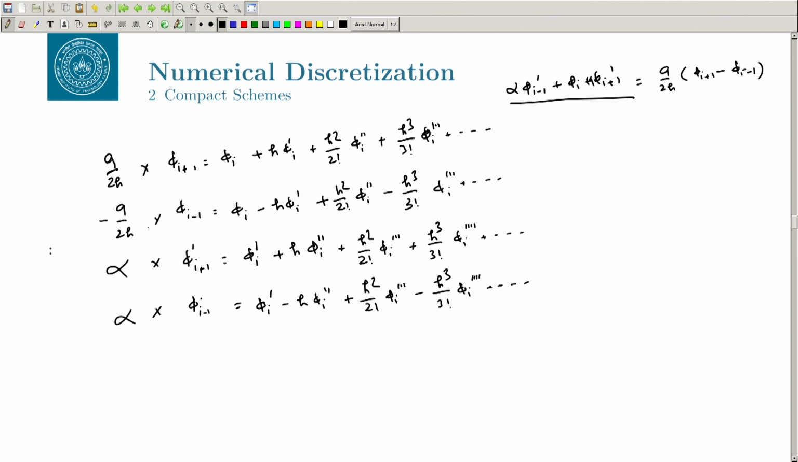And if you do that and you compare both the sides, the first thing you can compare is the phi I prime. So, what are the phi I primes on the left hand side and on the right hand side? If you look at this, okay, this will be alpha, alpha is coming from here, okay, let me write it like this.